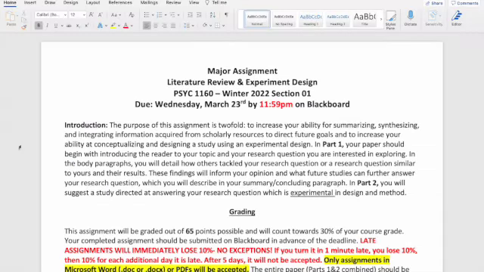Okay, so now I'm going to move on to the assignment instructions. If you were with us last semester, you'll notice that this assignment is the exact same, but with an added part. The first part of the assignment is once again about increasing your ability to summarize and synthesize information from scholarly resources. And the second part of the assignment is where you will design a study based on your research question and the information that you found.